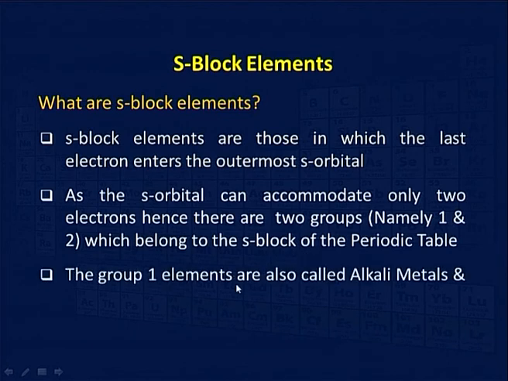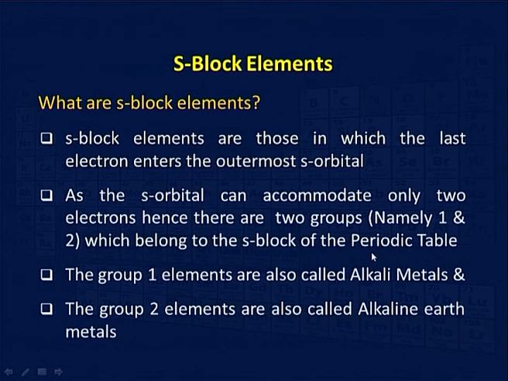Group 1 elements are also called alkali metals. They are called alkali metals because they react with water to give basic hydroxides which are alkaline in nature, and therefore they are classified as alkali metals.